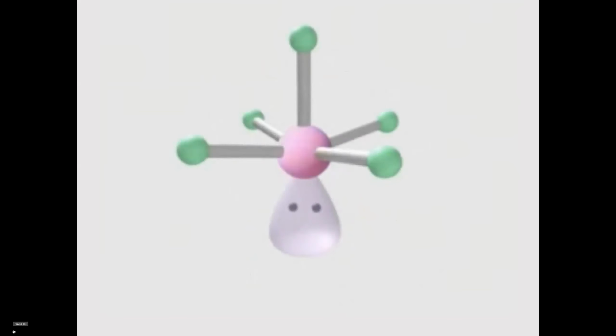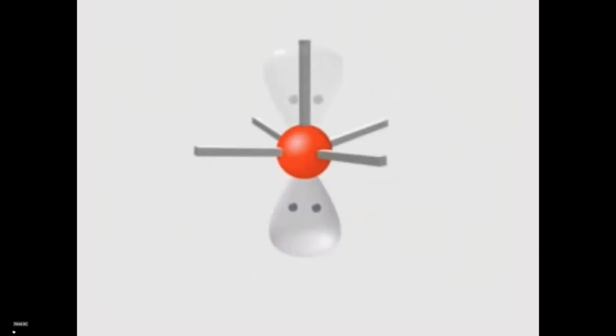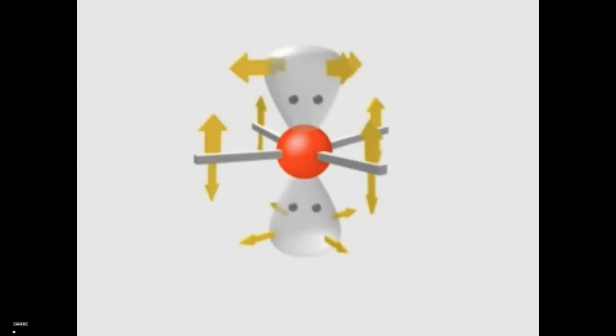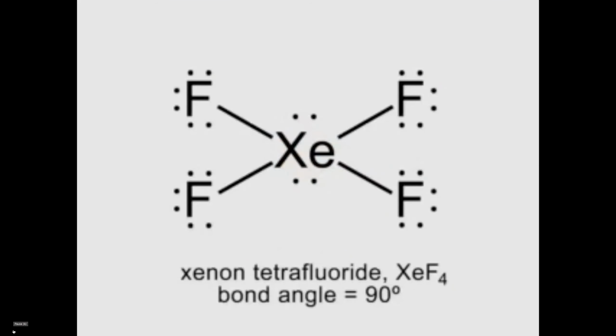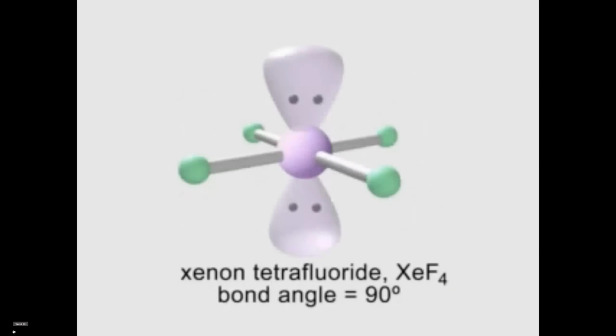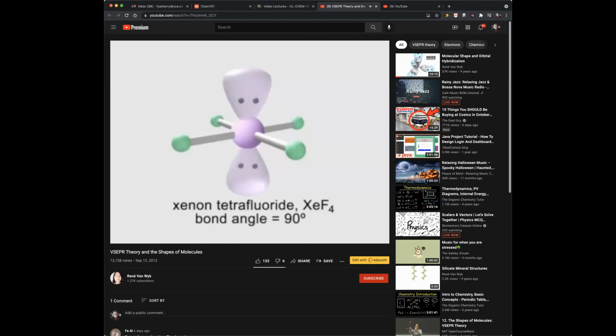To minimize repulsions, a second lone pair must lie 180 degrees from the first. The four remaining bonding groups are repelled to the ideal 90-degree angle and define the square planar shape. Xenon tetrafluoride, one of the first noble gas compounds to be made, is a square planar molecule.